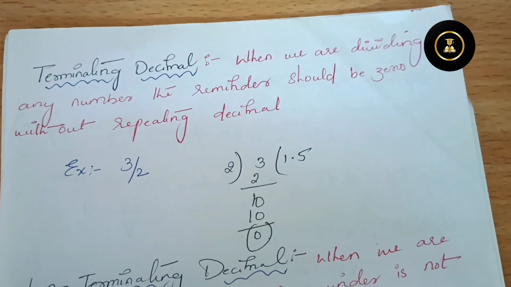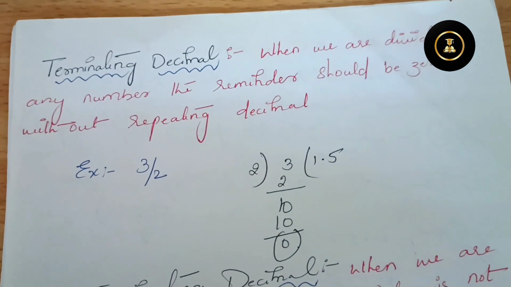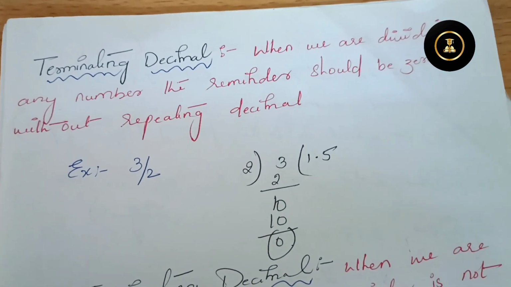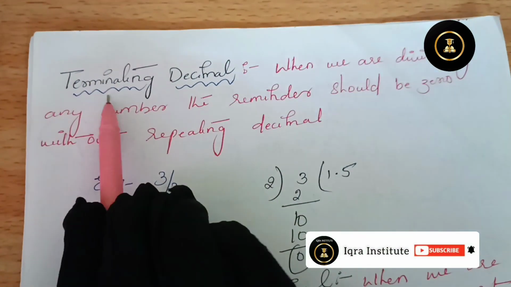So in this video we are going to discuss the 10th class maths topics, terminating decimal and non-terminating decimal. These topics are related to Unit 1, Real Numbers. So let's begin. What is a terminating decimal?